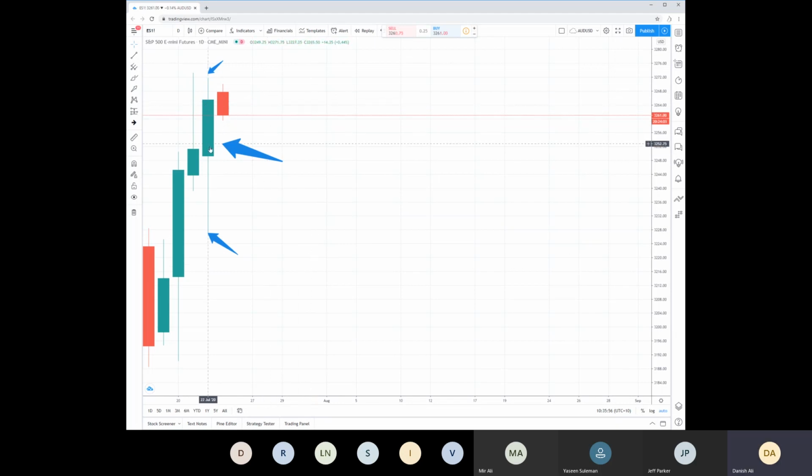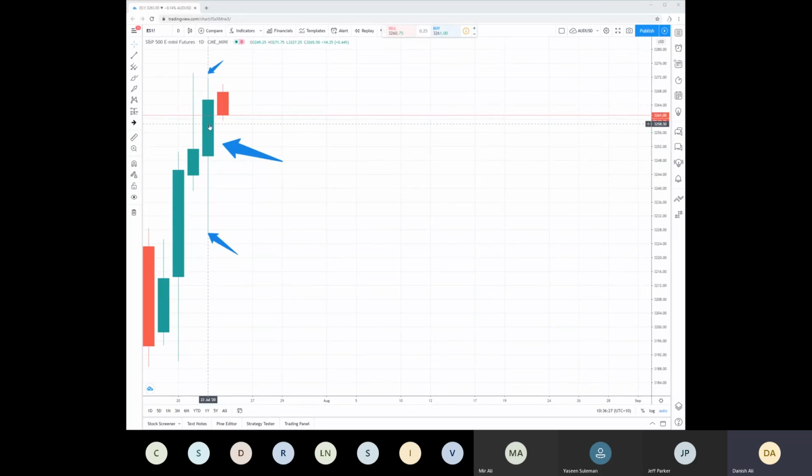The body shows the opening and closing price of the candle, meaning the opening price during this time period and the closing price. If it is a green candle, it opens at the bottom and closes at the top. If it is a red candle, it opens at the top and closes at the bottom. The red candle falls down. The green candle grows up.